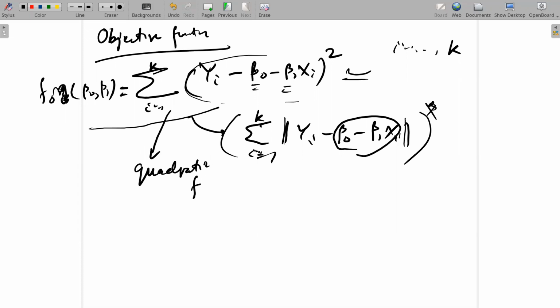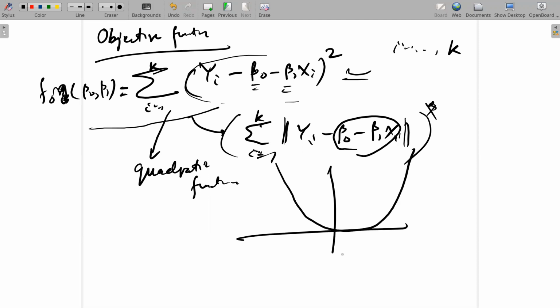And note that in one variable, what happens to quadratics? They look something like this. Or if the leading coefficient is negative, it will look something like this, like a parabola. And a parabola is convex. And so this should bring to mind this word, convex optimization.